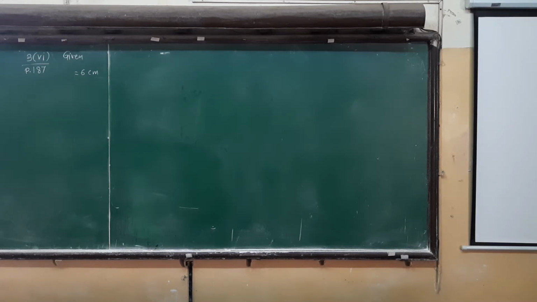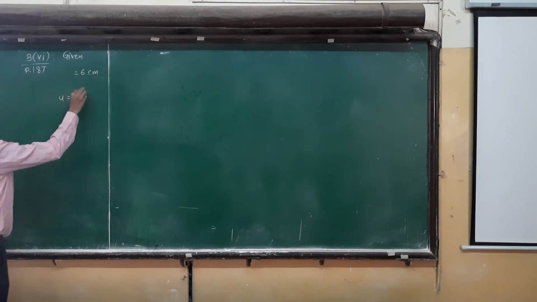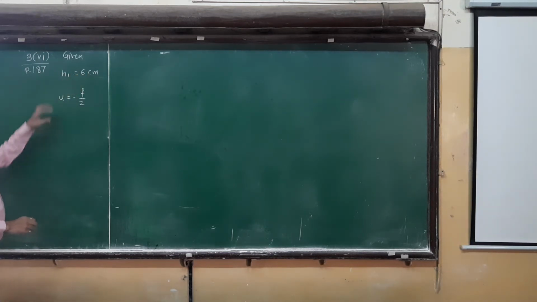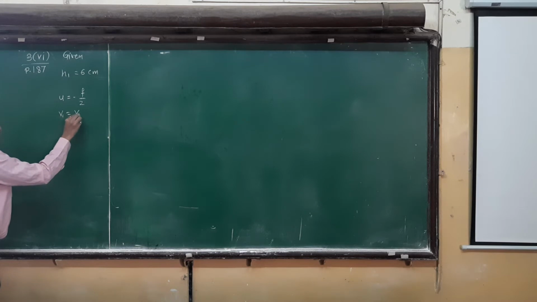Now first of all, for a convex lens, it is given that the image is of the same size, unchanged after shifting the lens by a distance equal to the focal length. That means u is equal to minus f upon 2, where u is the object distance and f is the focal length of the lens. Here h1 is equal to 6 centimeter, that is the size. Both the images are of the same size, that is v1 is equal to v2.